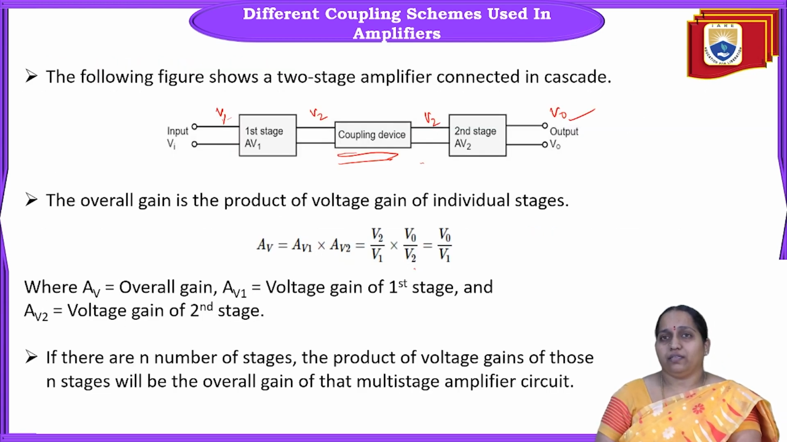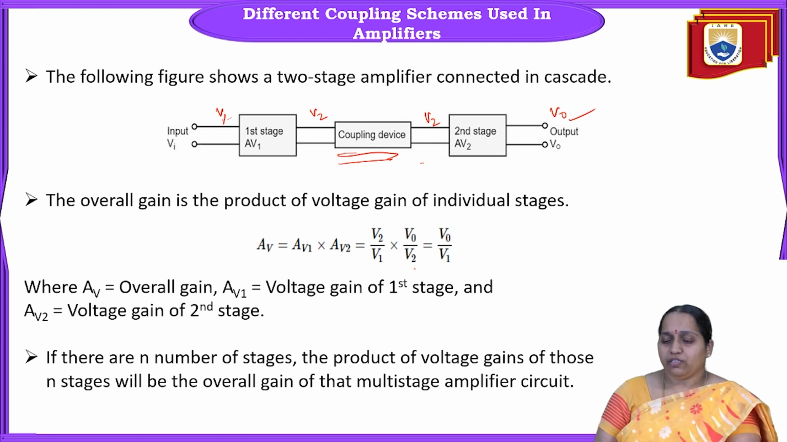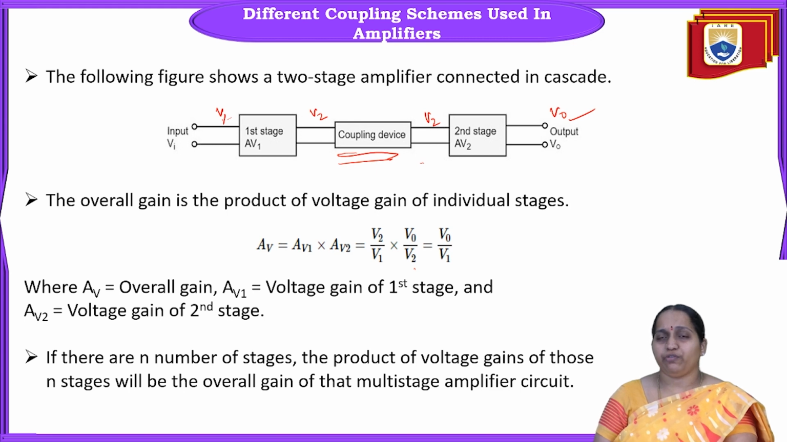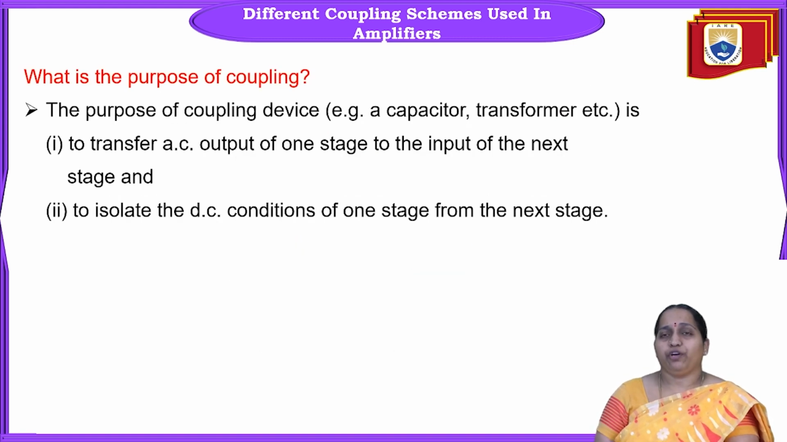And if you see a two-stage amplifier in which you have a coupling device, the overall gain of the amplifier will be nothing but the product of the individual gains. Similarly, if it is an n-stage amplifier, you will have AV equal to the product of all the individual gains, AV1, AV2, and so on up to AVN. And why are you making use of coupling? Mostly to transfer the AC output of one stage to the input of the next stage, and also to isolate the DC conditions of one stage from the next stage.